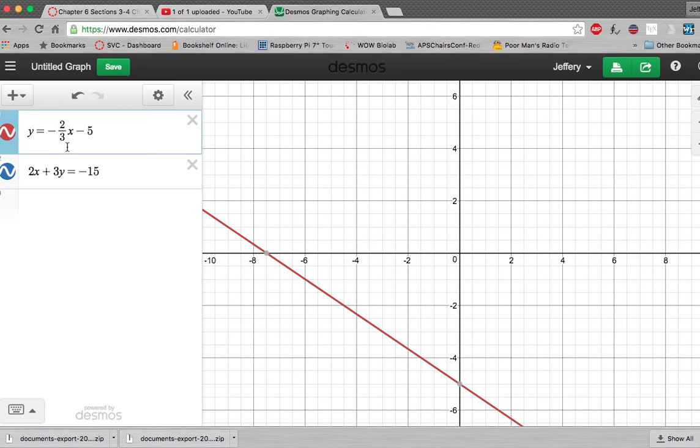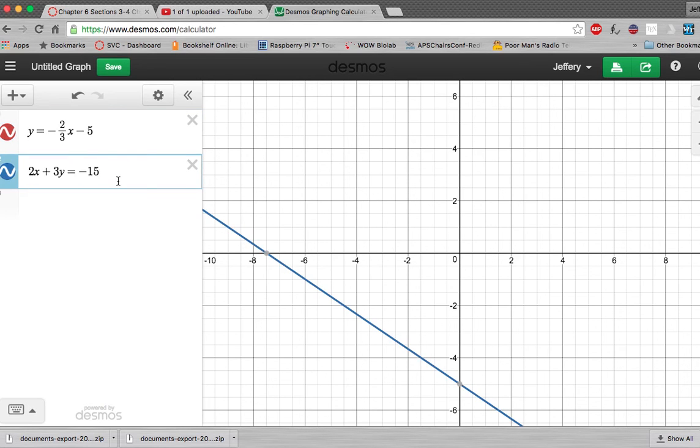Negative 2/3 is the slope. Negative means it starts high on the left, goes down on the right. For every 2 it goes down, it goes over 3. So let's see, 1, 2, 1, 2, 3. Yep, points out fine. And negative 5 is the y-intercept. It tells you where it intercepts the y-axis.